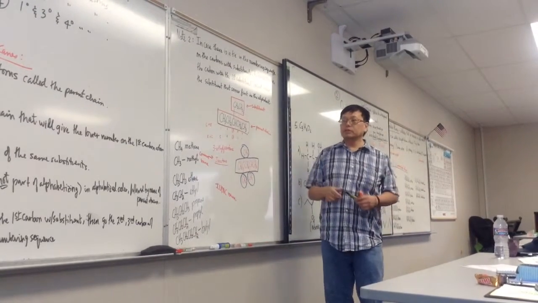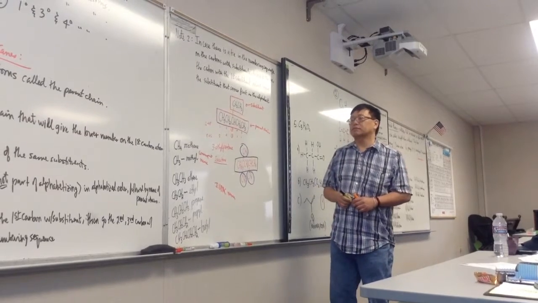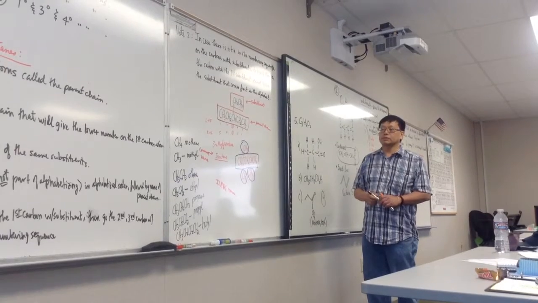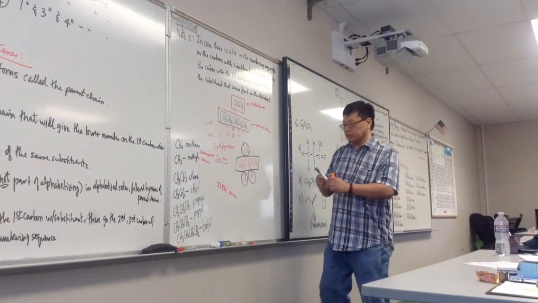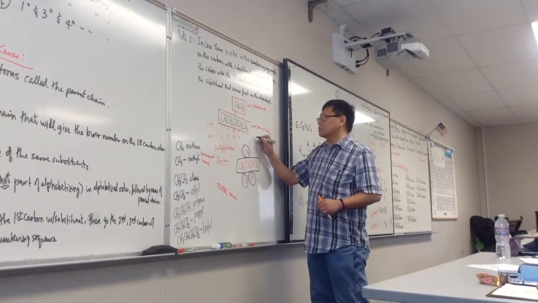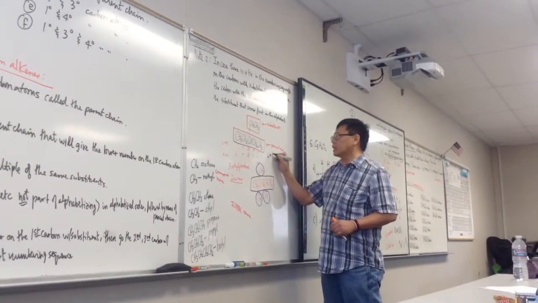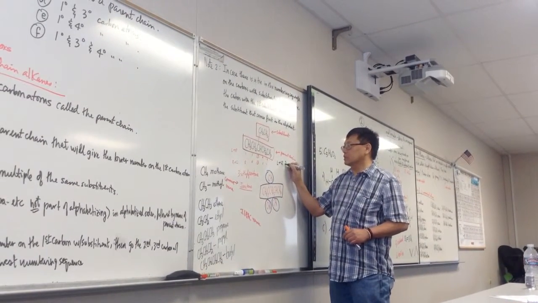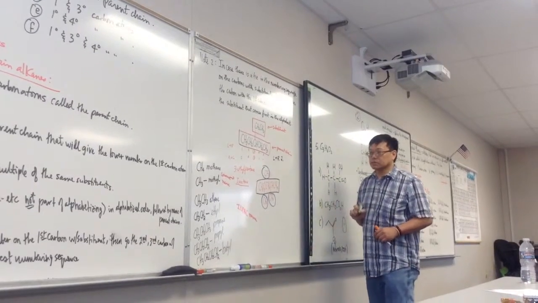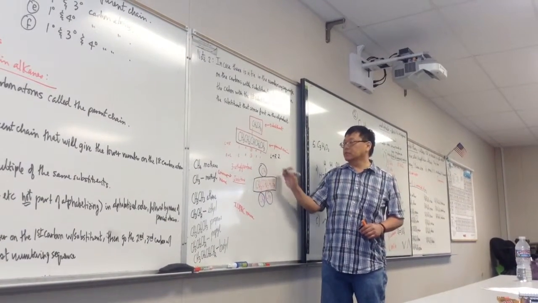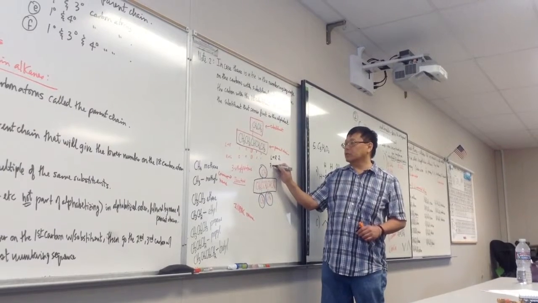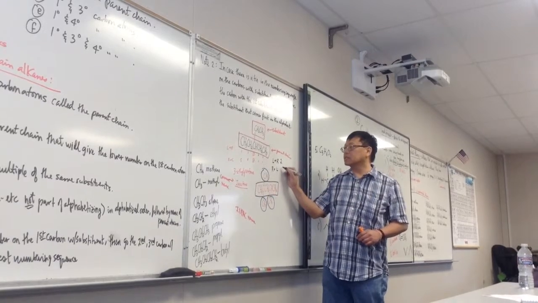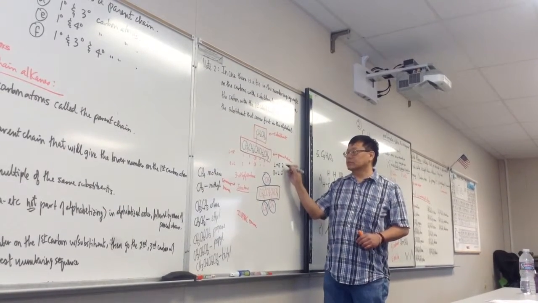Now we apply rule number 3. It says number from the end that will give you the lower numbering on the parent, on the first carbon with the substituent. Okay, so let's look at this one. If you go left to right, the first carbon with the substituent is carbon number 2. And if you go right to left, the first carbon with the substituent is carbon number what? Carbon number 2 also. So they're tied.